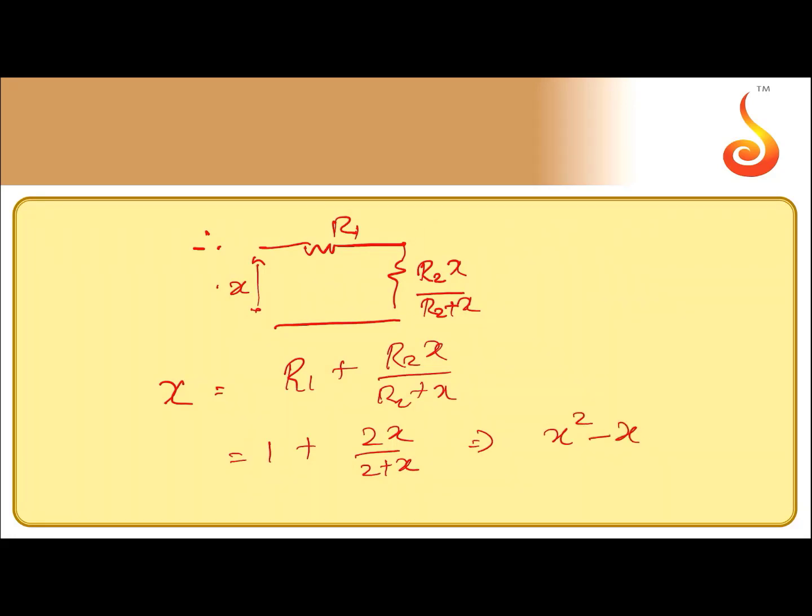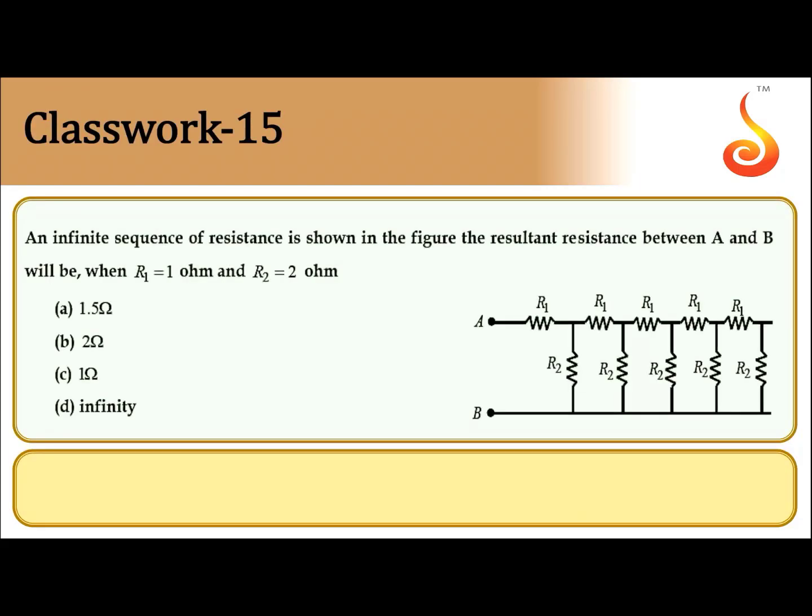X square minus X minus 2 is equal to 0. We can simplify this further, and upon simplification you get X is equal to 2 ohm or X is equal to minus 1 ohm. But the negative value is not possible for resistance, and thus this is rejected, and we select X is equal to 2 ohm as the correct option. So, B is our correct choice.